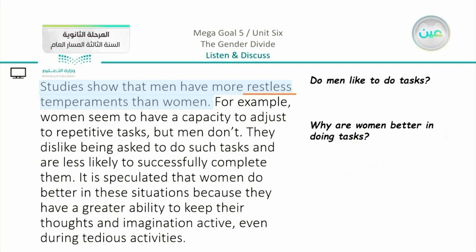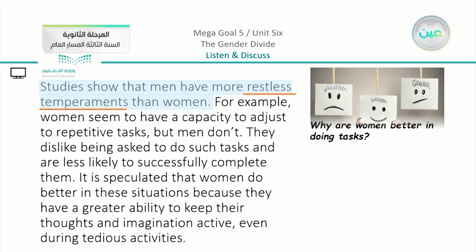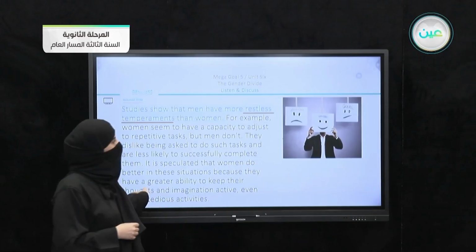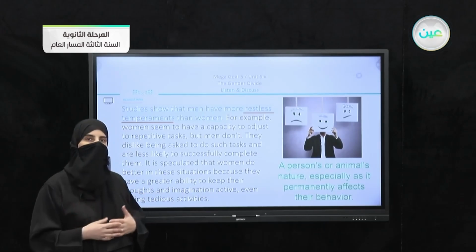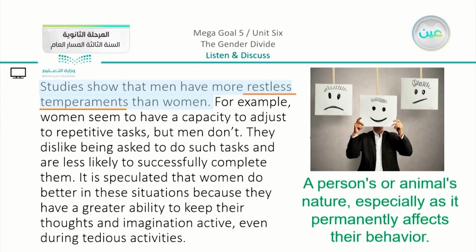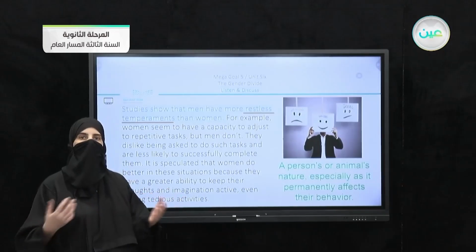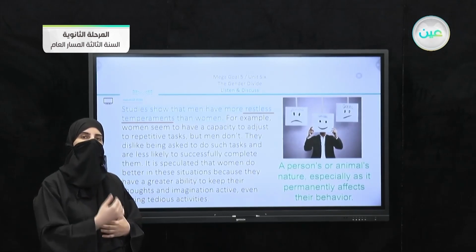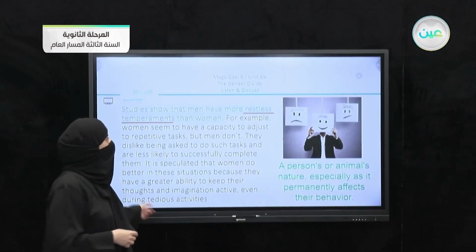Also, we have the other word, which is temperaments. Now here, when we said that there are different moods, actually, these are different temperaments. Now, these different temperaments mean different types of nature. A person's or an animal's nature, especially as it permanently affects their behavior. So each person has a special nature, which affects his or her way of behavior in general. And we can say also that this word can be used with animals. Now, moving on.